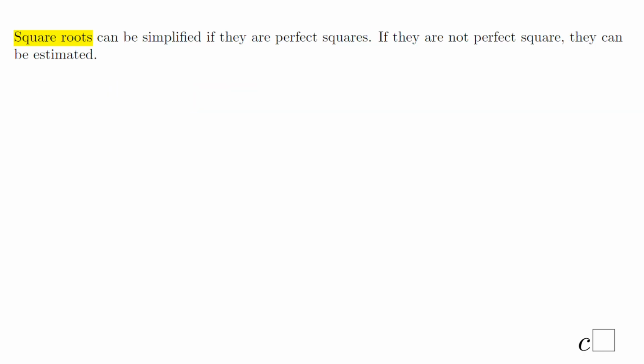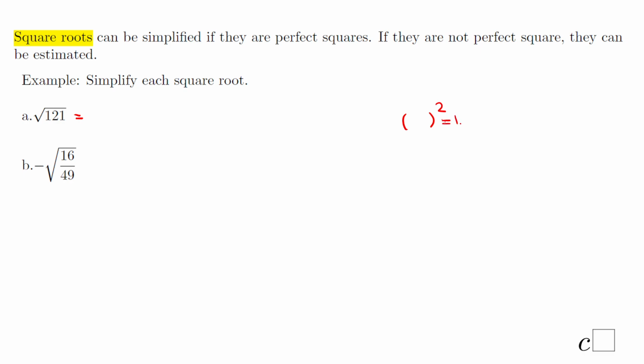My next topic will be about square roots, and we notice here I say square roots can be simplified if they are perfect squares. If they are not perfect squares, we can estimate them. Let's take a look at this example. On this one, we can simplify the square root of 121. We're looking for a number that raised to the second power is 121, and that number will be 11. 11 times 11, 11 squared, is 121. So the square root of 121 is 11.